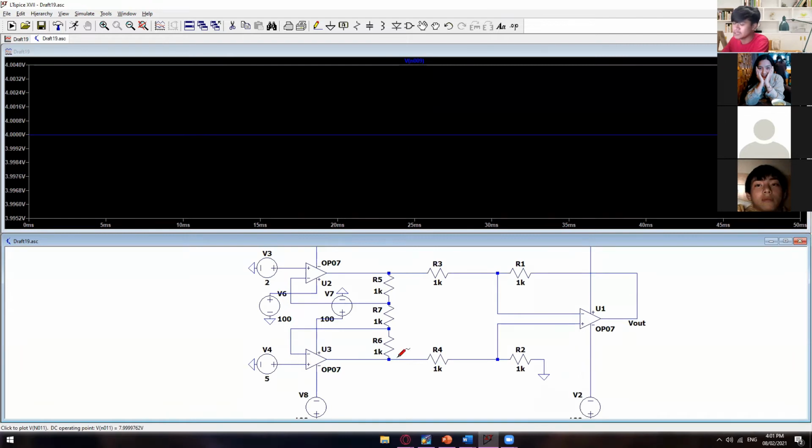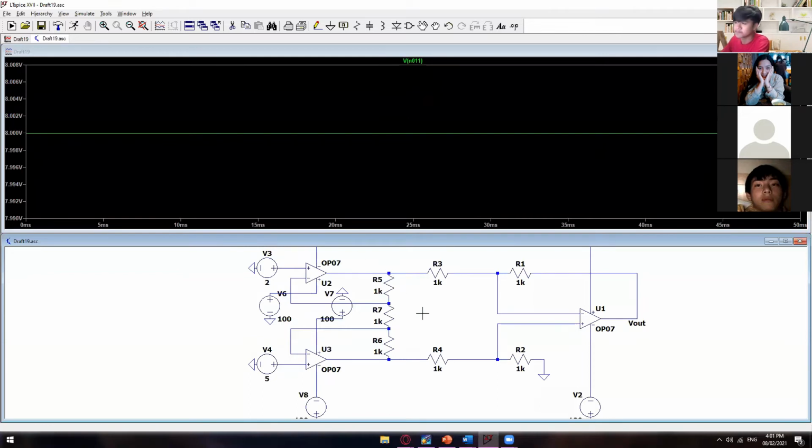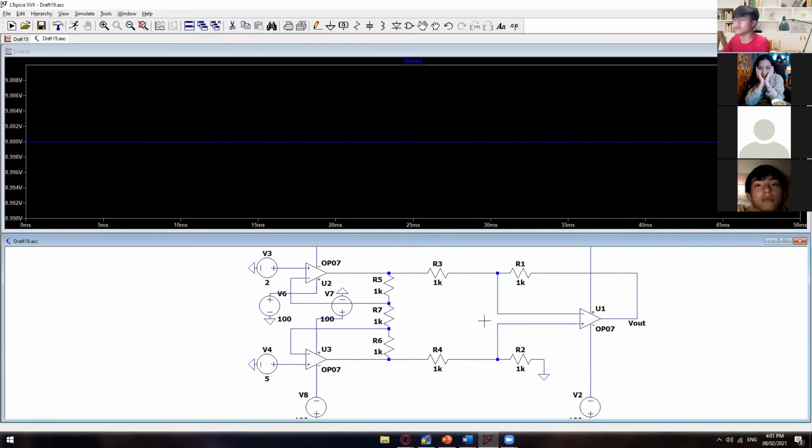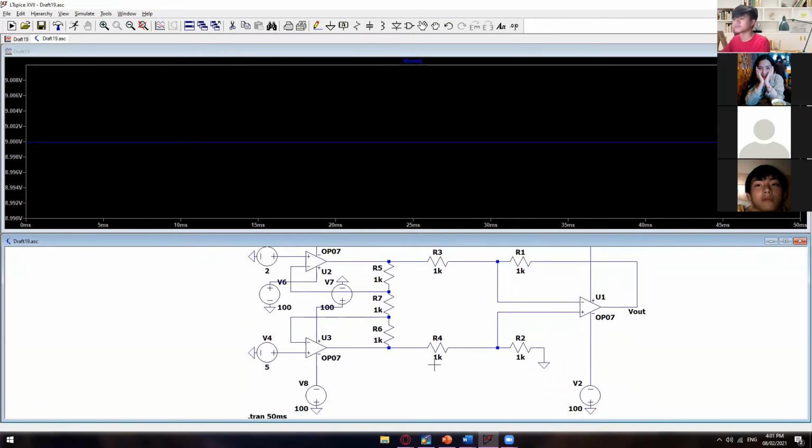Okay, so supposedly we're expecting 2.5, right? But it's not the case anymore. So as you can see, it's now 8 volts. Okay, so due to the feedback resistance of this amplifier. All right, so this one is correct, which is 9 volts.